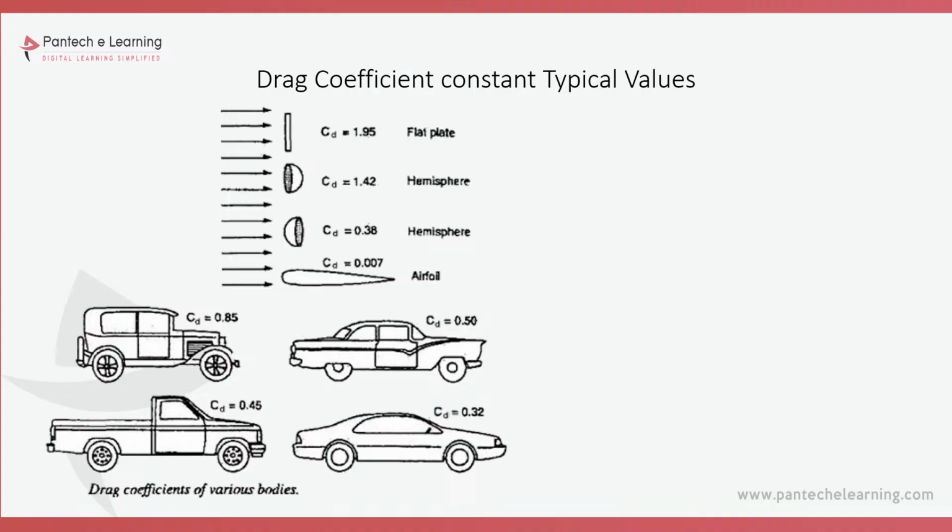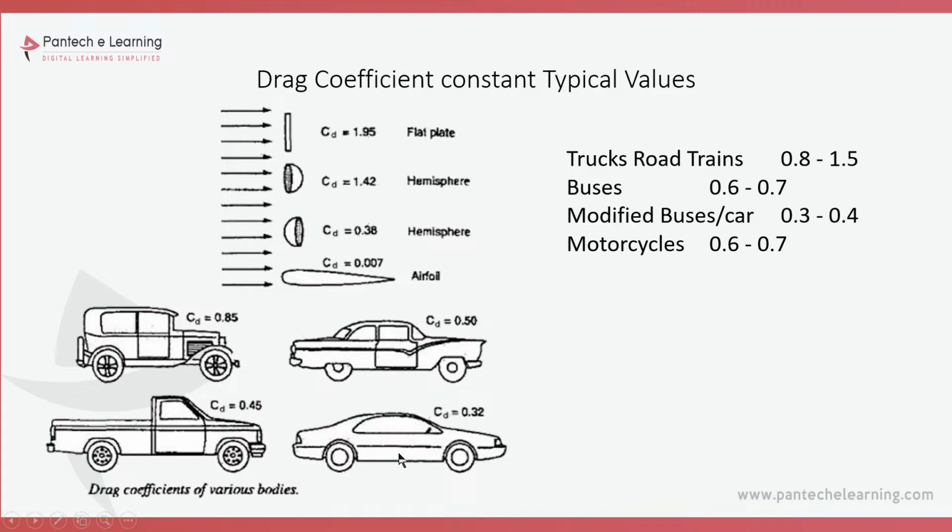For selecting the coefficient, we refer to this slide. For road trucks and trains, you have to select 0.8 to 1.5. For buses it is 0.6 to 0.7. For modified cars it is 0.3 to 0.4. For motorcycles it is 0.6 to 0.7. You have to select these coefficient values for the aerodynamic drag.